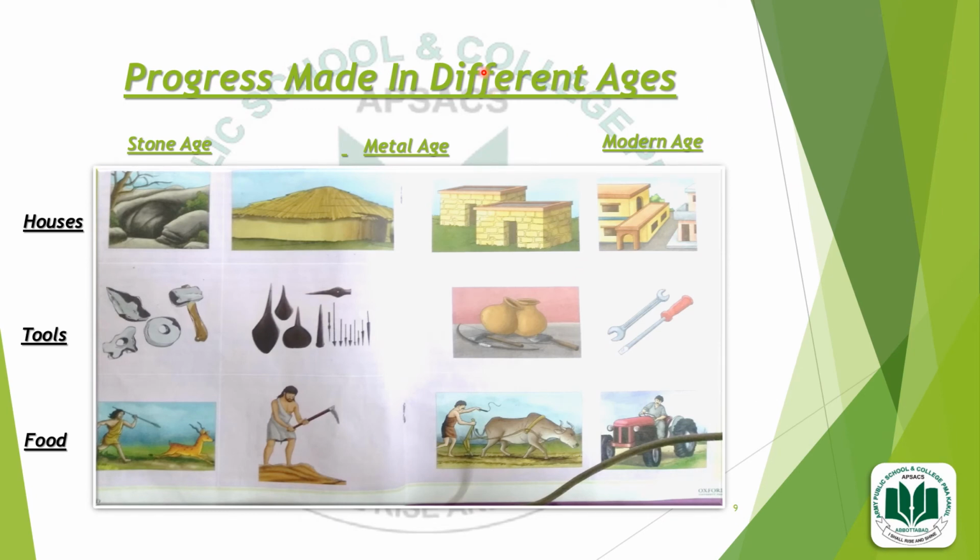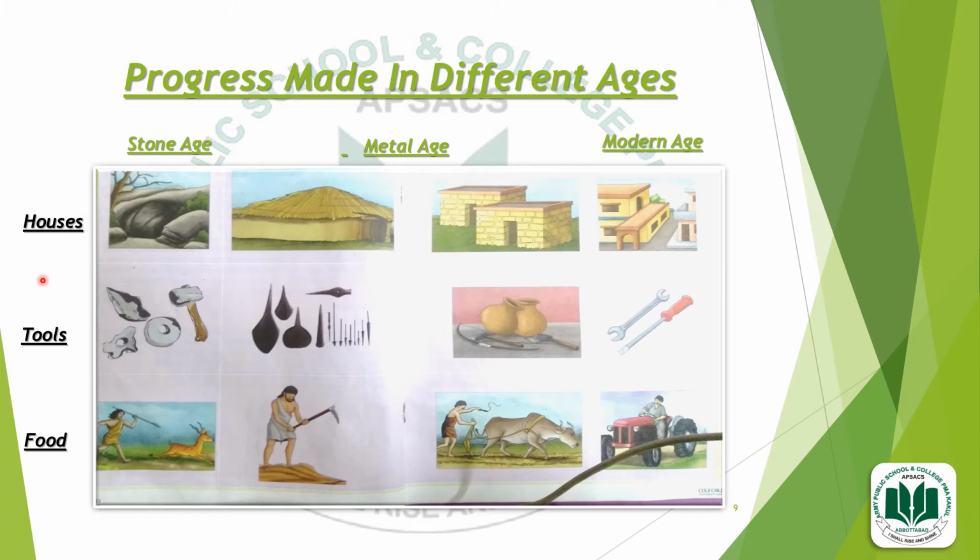Students, now we have a diagram which is taken from your textbook, and the page number is 32. The topic is how humans made progress in different ages. Through this diagram, we will try to define the living style of humans in different ages. We will discuss the tools and the food which they used in different ages. So first of all, we will define their houses in Stone Age.